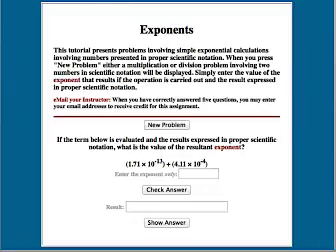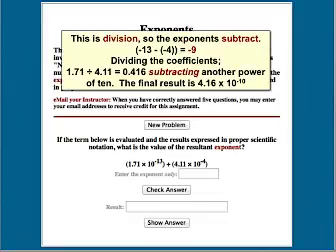Division. Division, we're going to subtract. 1.71 times 10 to the minus 13. 4.11 times 10 to the minus 4. Our operation is going to be 13 minus a minus 4, so that's plus 4, giving us minus 9. Our math operation, 1.7 divided by 4.1 is 0.4, so that's going to subtract another power of 10, isn't it? Our final exponent is minus 10.